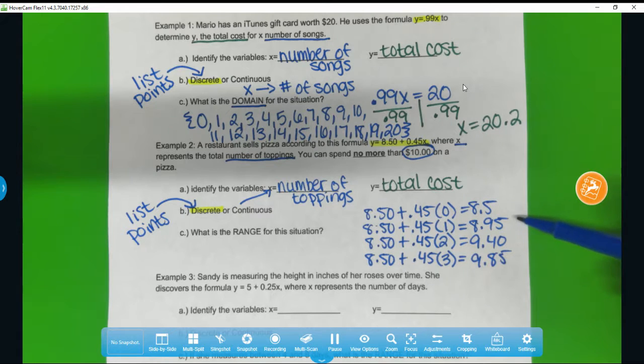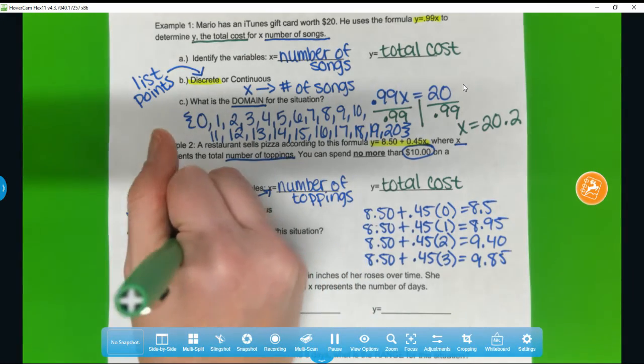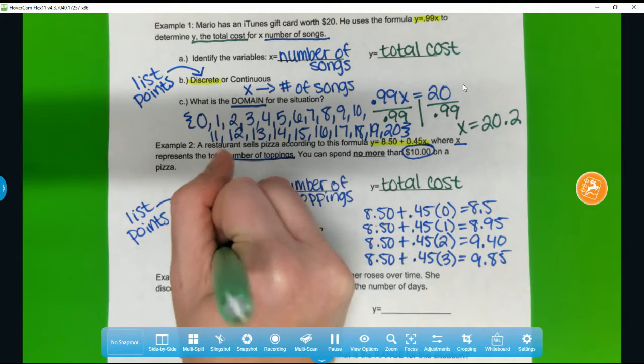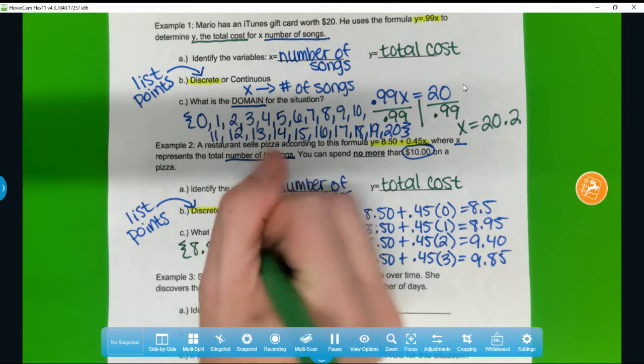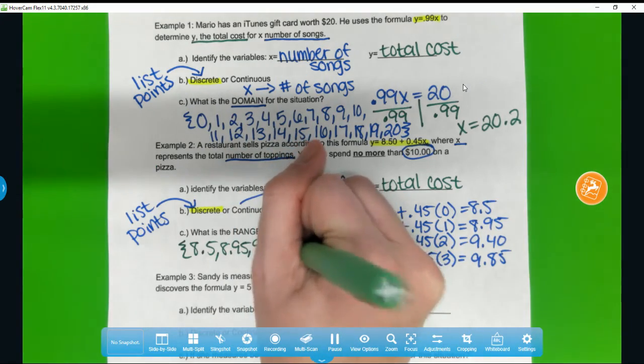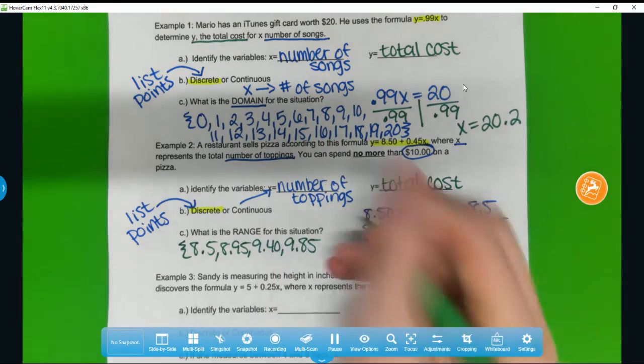Okay, notice it's going up by 45 cents each time. So if I go up another topping, I'm done. I'm over $10 and I can't be over $10. So our range is 8.5, 8.95, 9.4, 9.85.